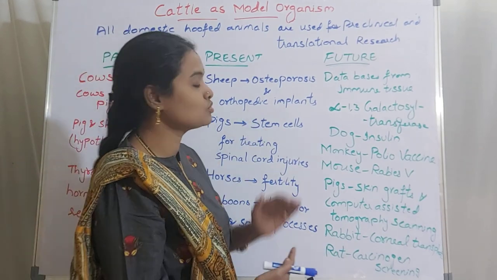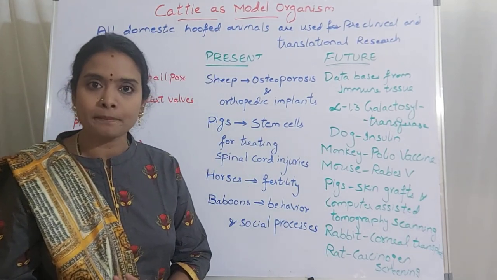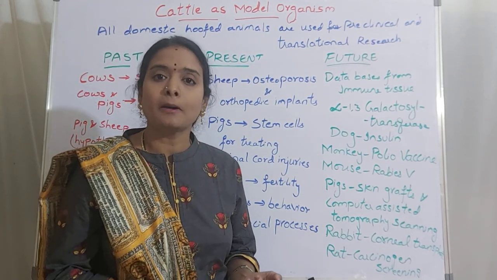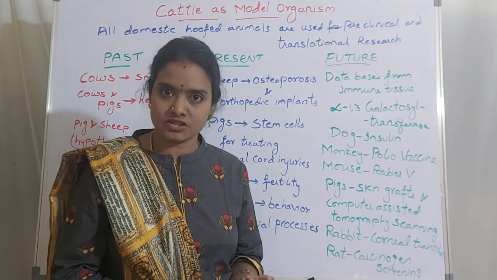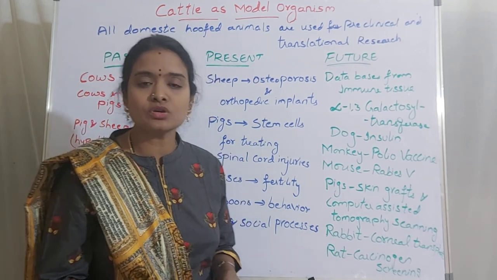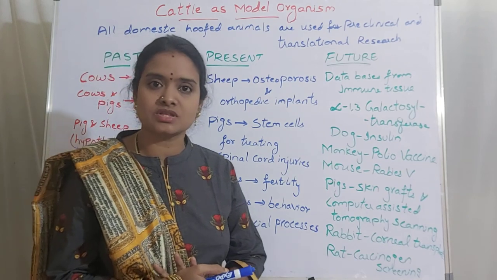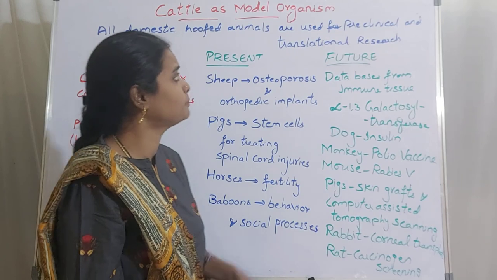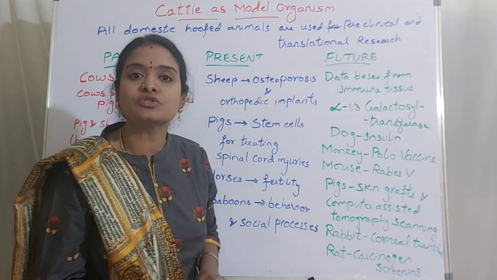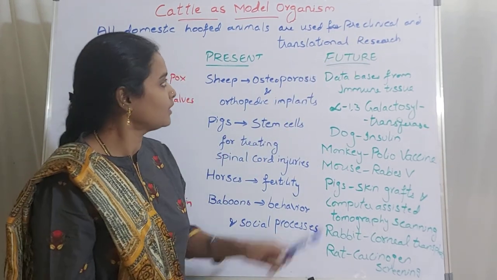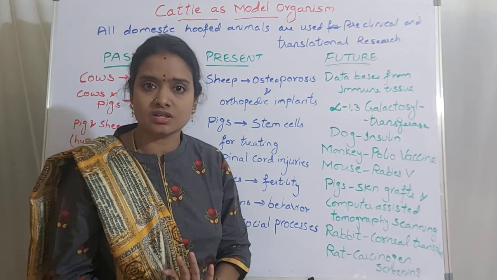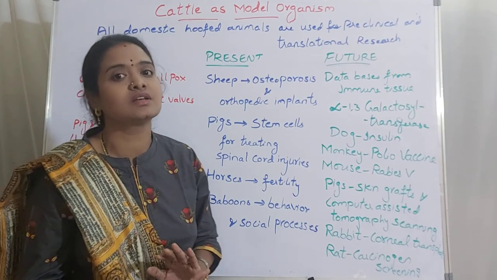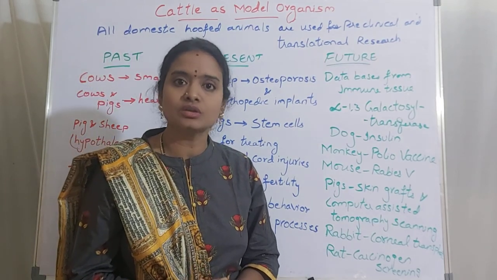So why are we using the cattle as model organisms? Because their lifespan is very high, matching the human lifespan, and also their immune system, digestive system, reproductive system, everything is matching to the human. For preclinical research we are using these animals, and then after that translational research is carried on, then it is tested on human volunteers, then it is released into the market for human welfare.